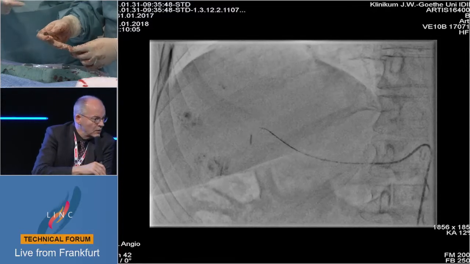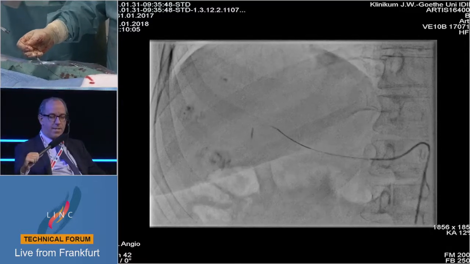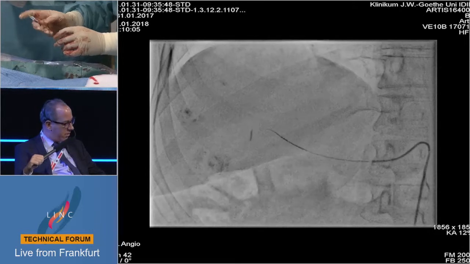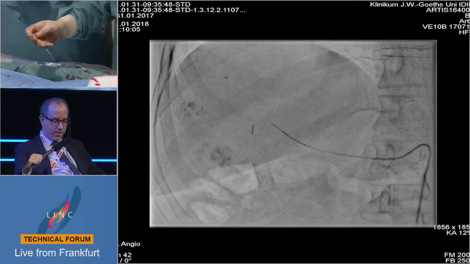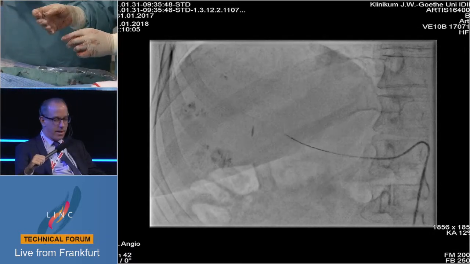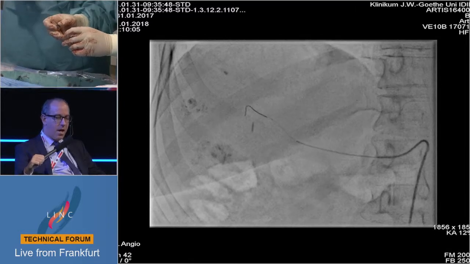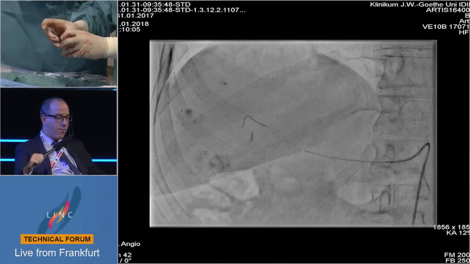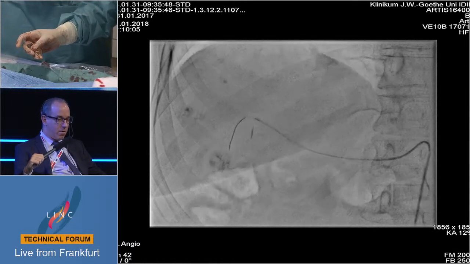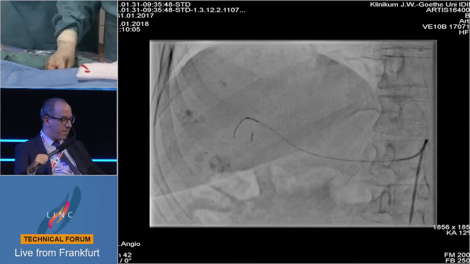In the US, how would you treat that patient? We tend to choose radioembolization first before chemoembolization. It's not truly evidence-based. It's really an experiential decision.